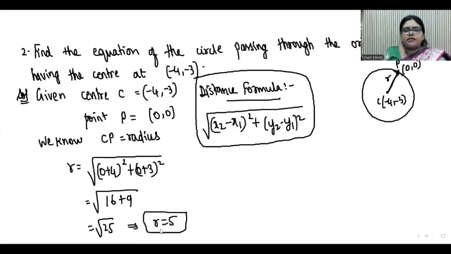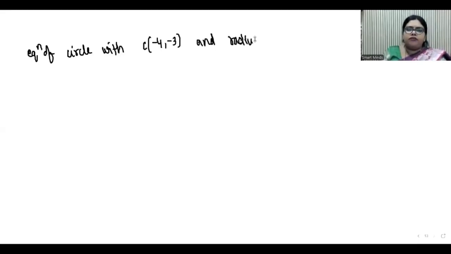So we got the radius, but they are asking us for the equation. Now, after finding the radius, what is the equation of the circle when center and radius are given? Center is (-4, -3) and radius is 5. What is the formula? (x minus h) whole square plus (y minus k) whole square is equal to r square. Now you take the center as (h, k). Don't take the point as (h, k).